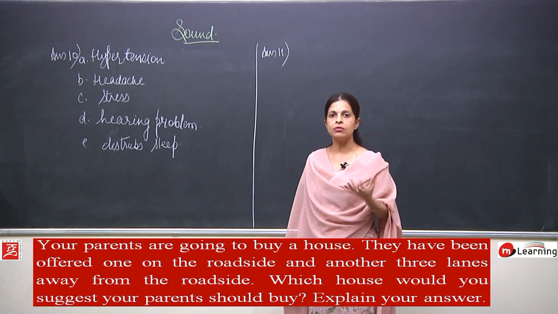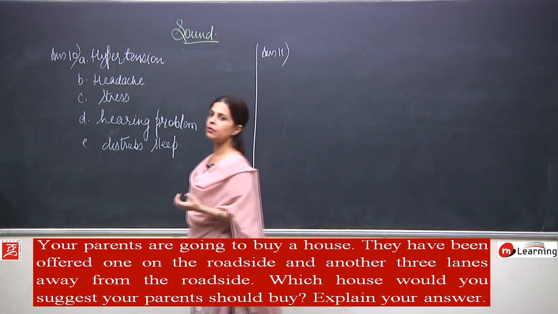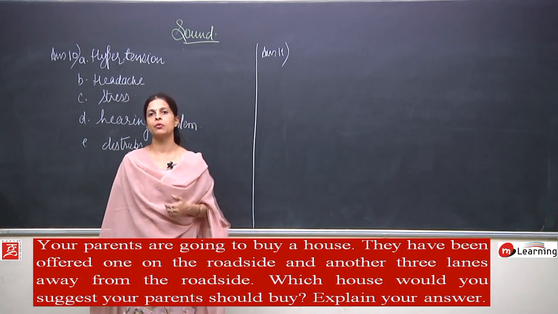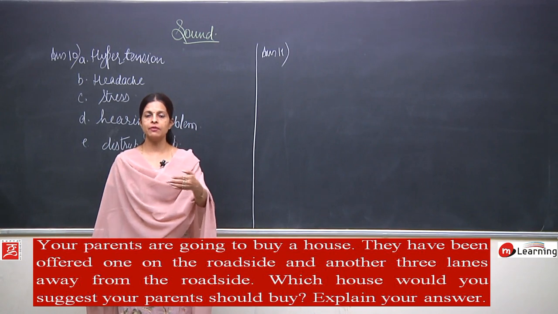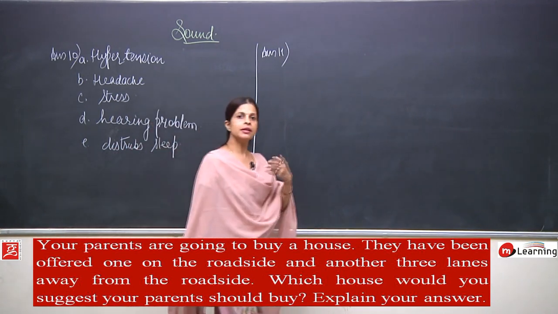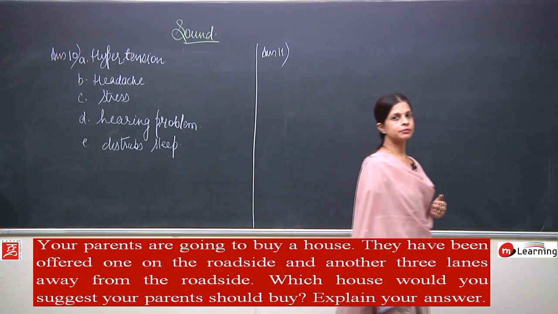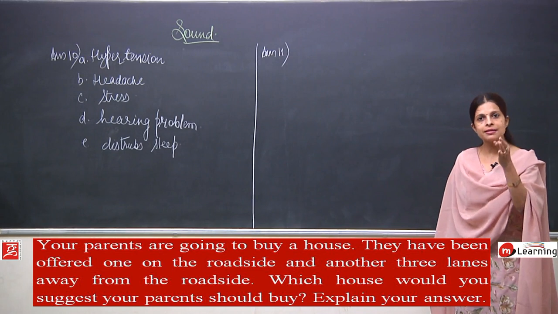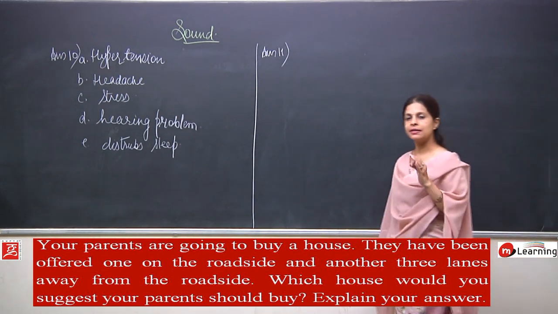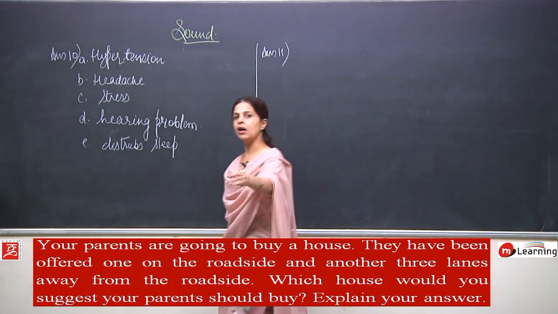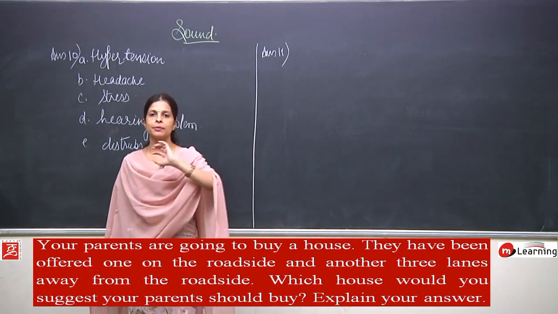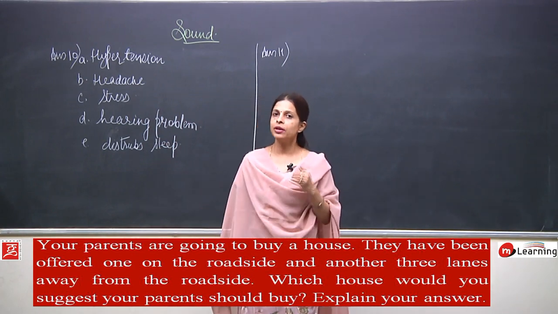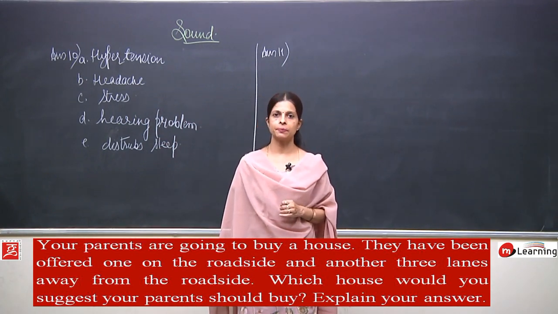The sound of the vehicles will be very high. The intensity will be high because it is very close to the road, isn't it? It is very, very close to the roadside, so the intensity of the noise will be very high. But when you talk about three lanes away from the roadside, as the distance increases from the house to that main road where the vehicles are moving, the intensity will also decrease, isn't it?